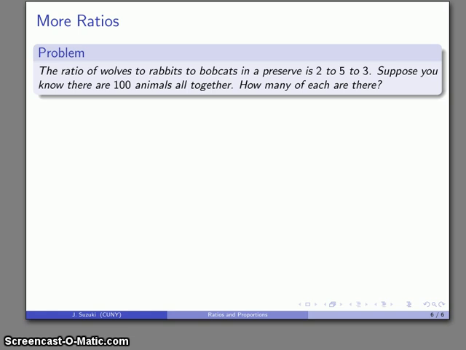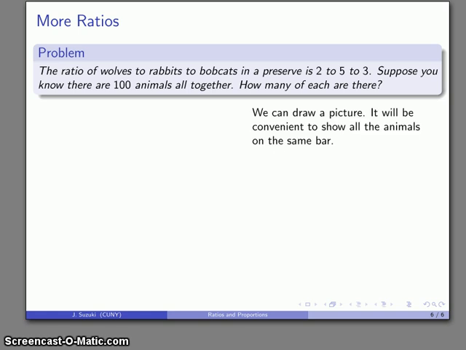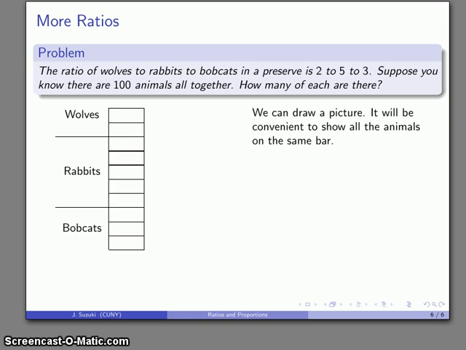Well, we could have ratios involving more terms. The ratio of wolves to rabbits to bobcats in a wildlife preserve is 2 to 5 to 3. And suppose I know there's 100 animals altogether. How many are there of each? Let's draw a picture. It's going to be convenient to show all the animals on the same bar. So here I might have my wolves. There's my 2. Here's my rabbits, there's my 5, and my bobcats, there's my 3. So now I have my ratio wolves to rabbits to bobcats, 2 to 5 to 3.